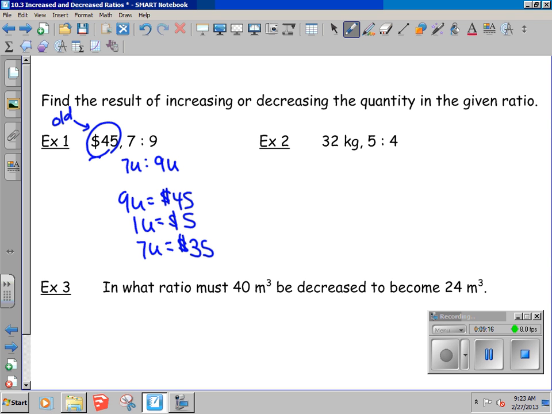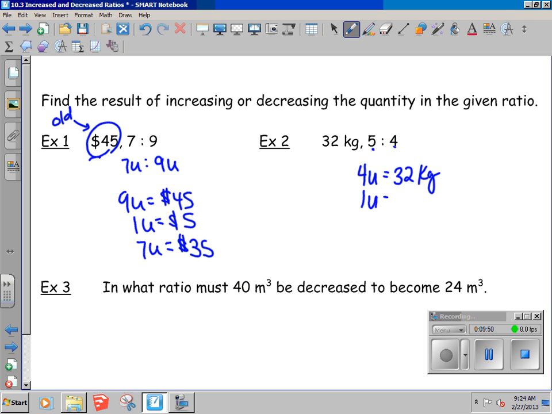Right. So in example 2, 32 kilograms is the original amount, and we're being asked to increase or decrease it. Which one? Is this ratio asking us to increase it or decrease it? What do you think, Lise? Increase it, because it's going from 4 units up to 5 units. So this is the original amount. So 4 units is 32 kilograms originally. And we need to increase it to 5 units.